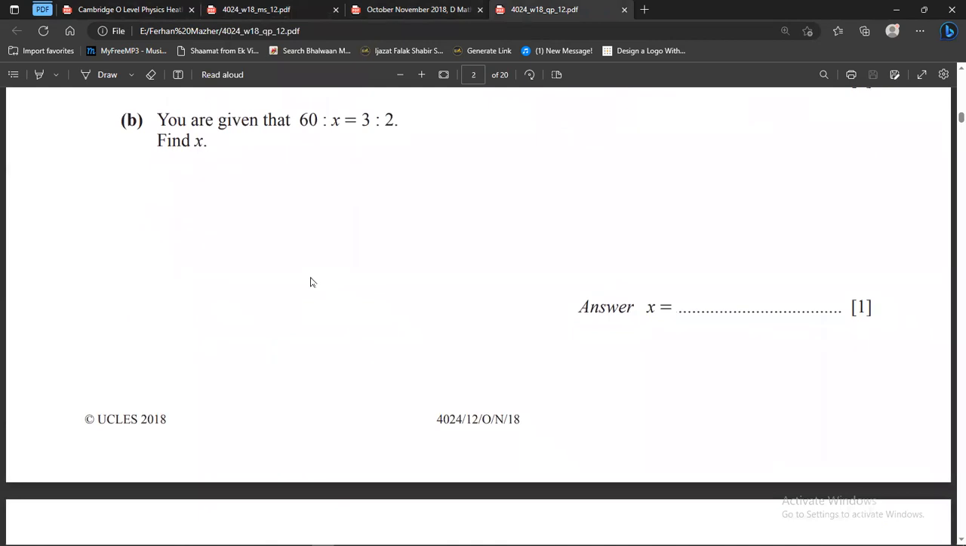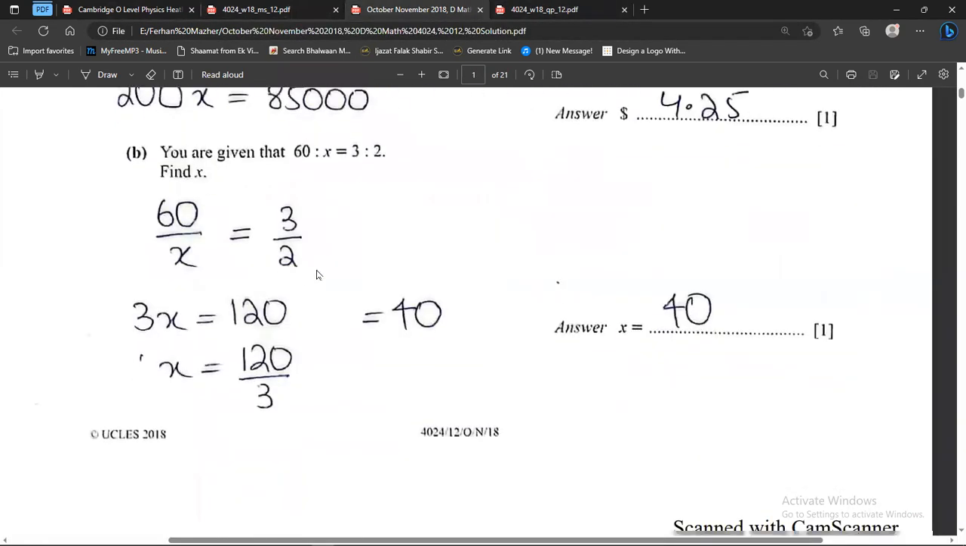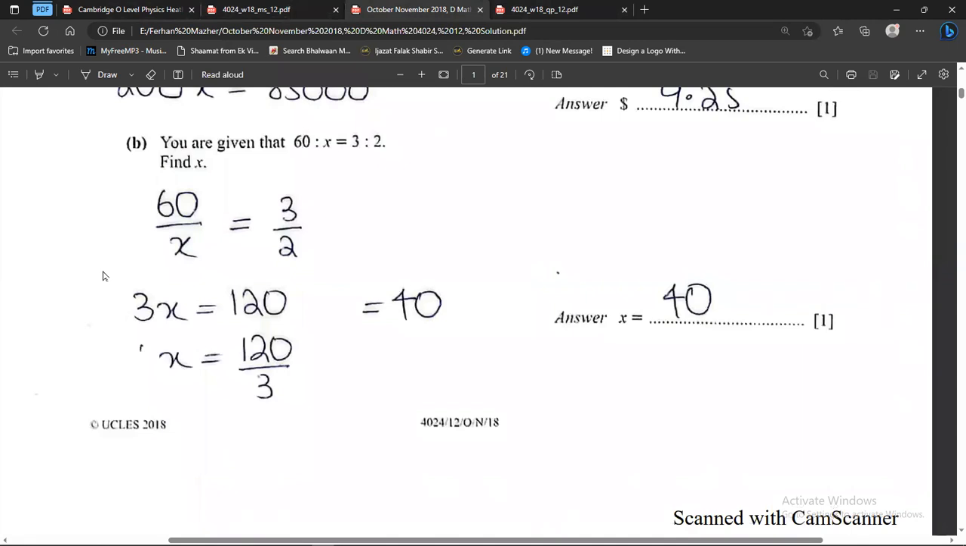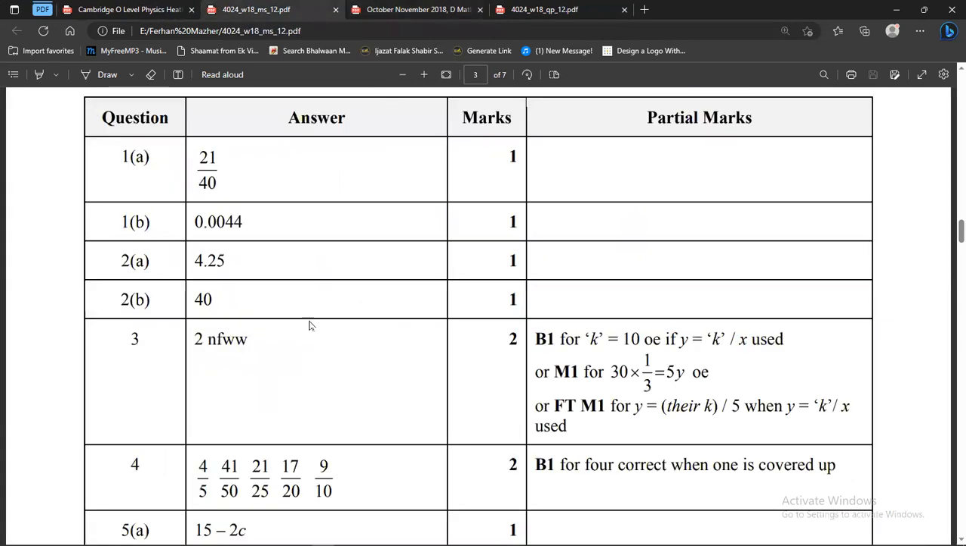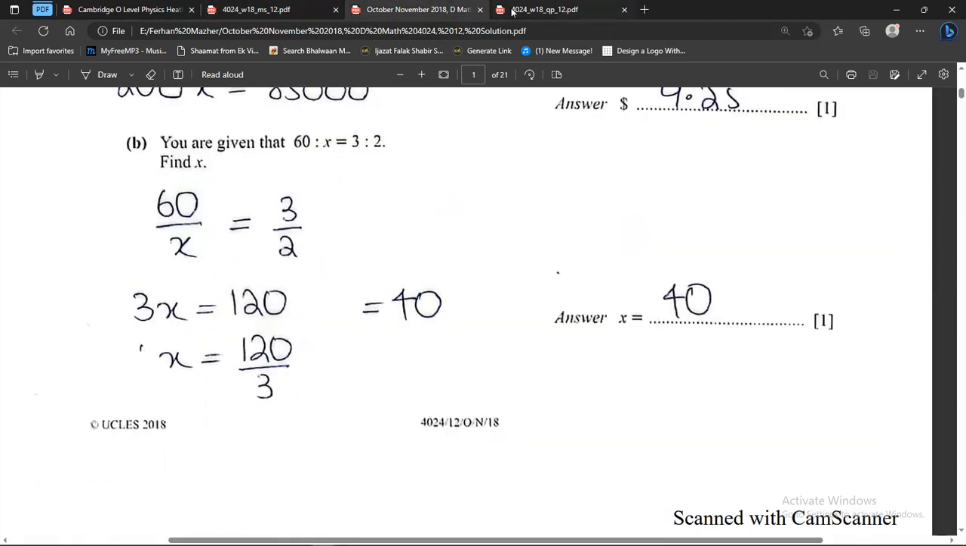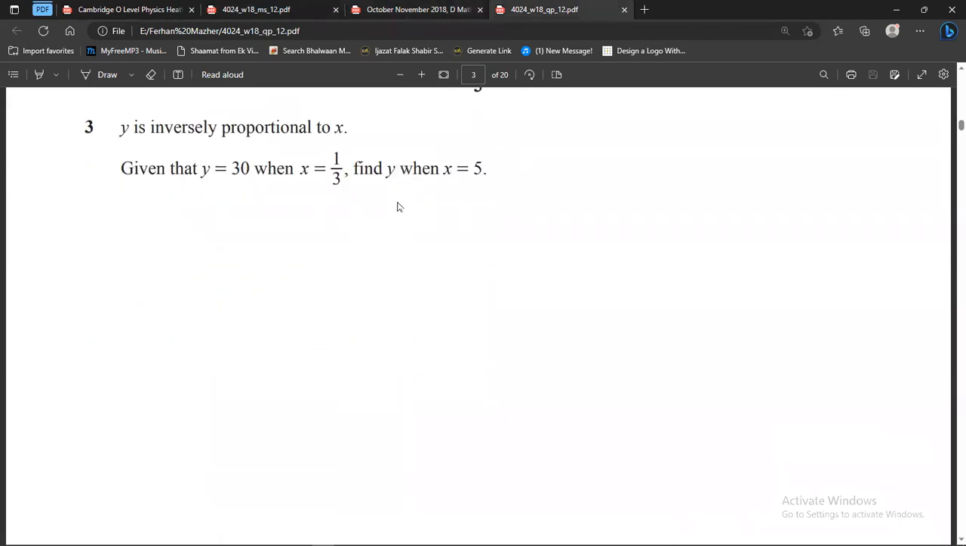Question number 2, B part. Here we have proportions. Two ratios are equal to each other. So I will write 60 by x equals 3 by 2. Then I will cross multiply, and I will be able to find the answer. So you will have 3x equals 120. x will be equal to 120 divided by 3, and that will be equal to 40. So x is equal to 40. This is the solution of that question. Now we are going to the next question.